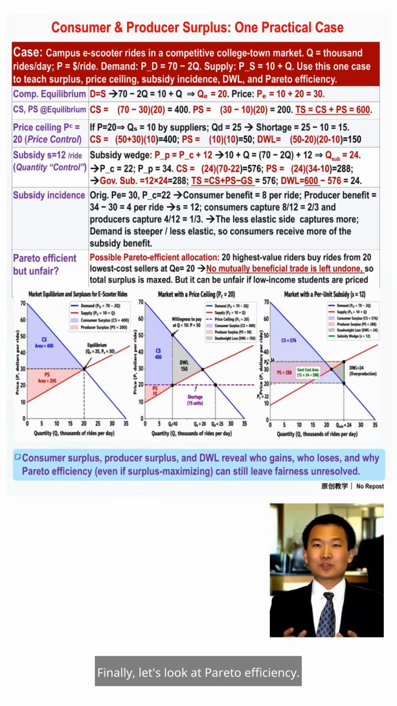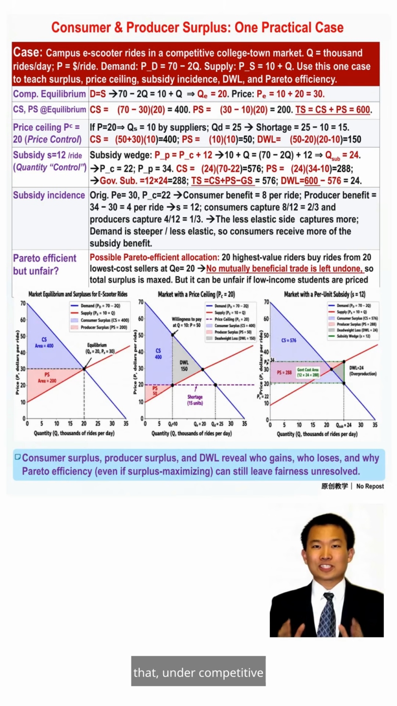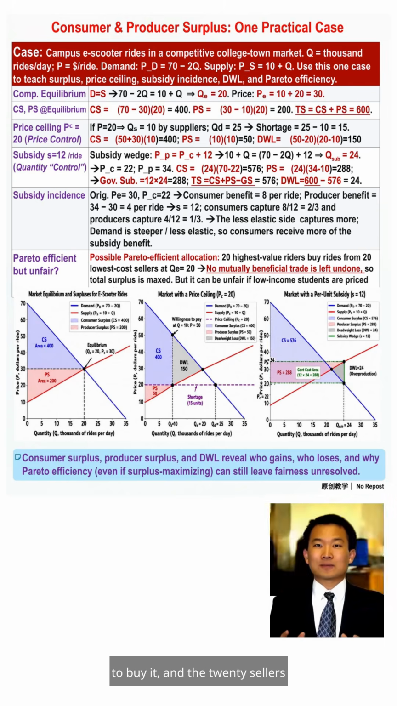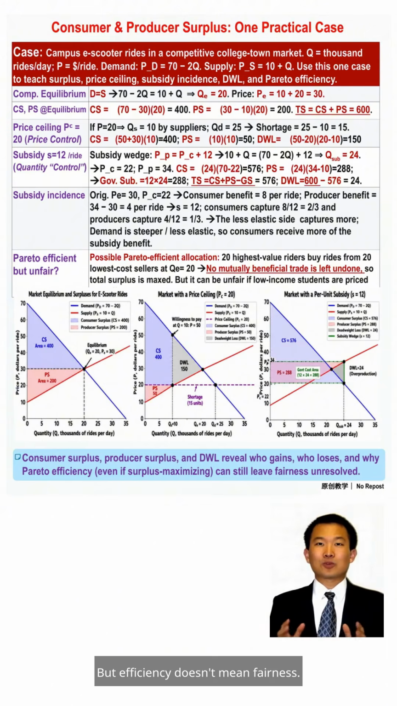Finally, let's look at Pareto efficiency. For example, one way to achieve a Pareto efficient allocation is that under competitive equilibrium, the 20 consumers who value the service the most get to buy it, and the 20 sellers with the lowest cost provide the service. At this point, we can't make some people better off without making others worse off. But efficiency doesn't mean fairness.